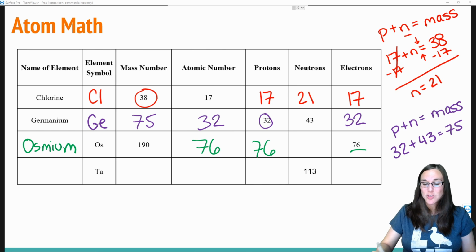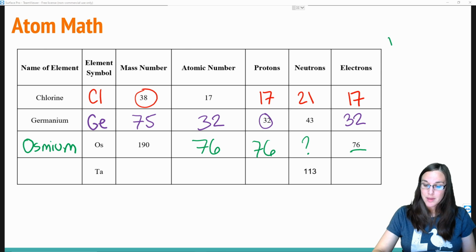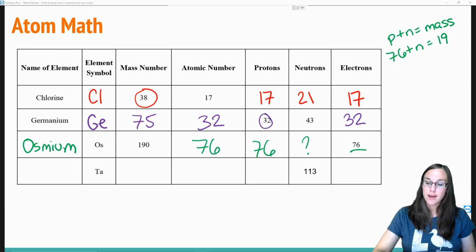Now the only thing we're solving for are these neutrons again right here. We're going to jump back to the equation above my head to solve for that. So we know the mass number in this case is 190, and we know the number of protons. So we know that our P plus N equals mass, and in this case, our proton number is 76. We're solving for our N, and our mass number is 190.